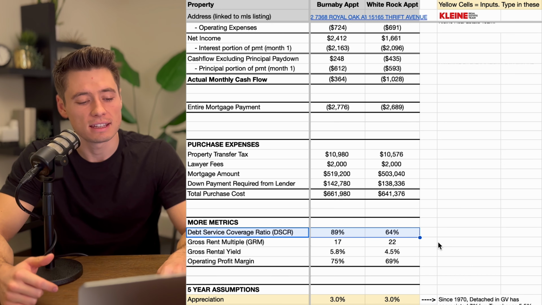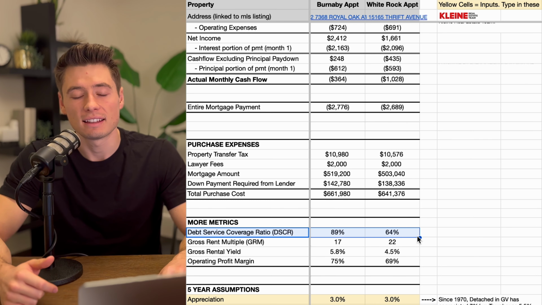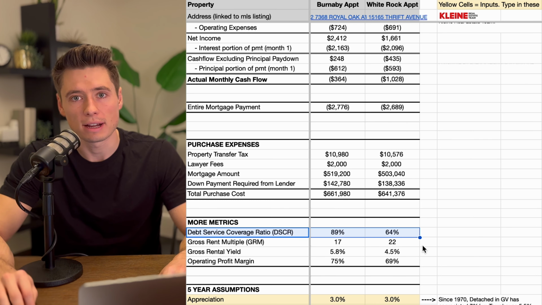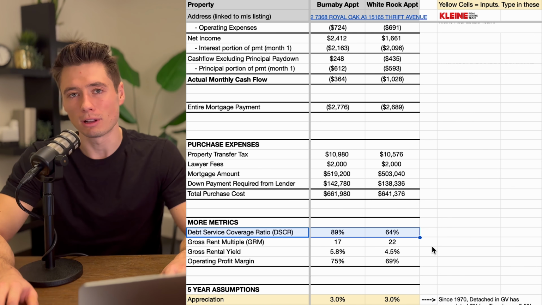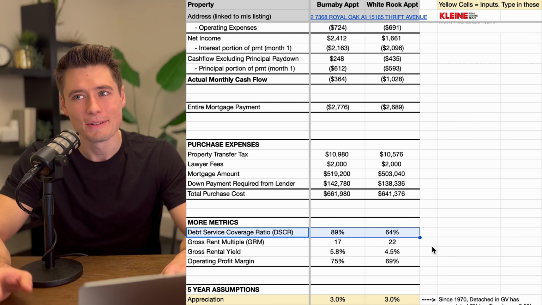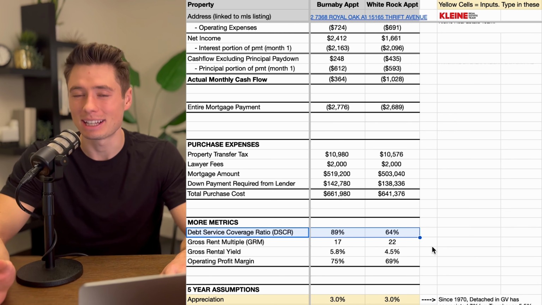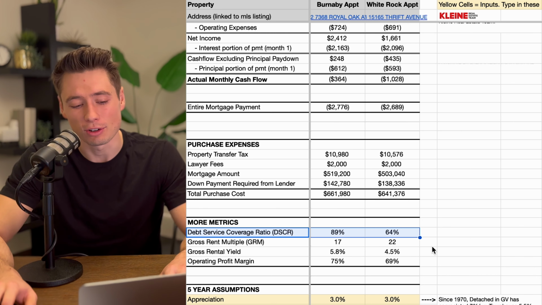You'll probably see this as DSCR, and this is how much your rent covers your debt after your expenses. You can see that's 89%, so it's actually below 100%. Typically you want that number to be above 100%, because that would mean that you're positive cash flow.